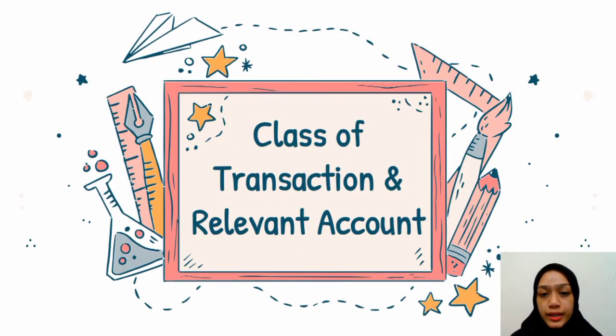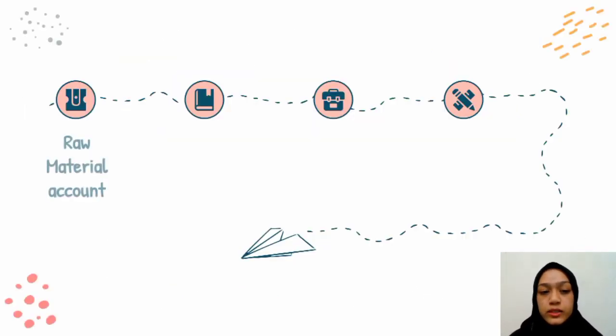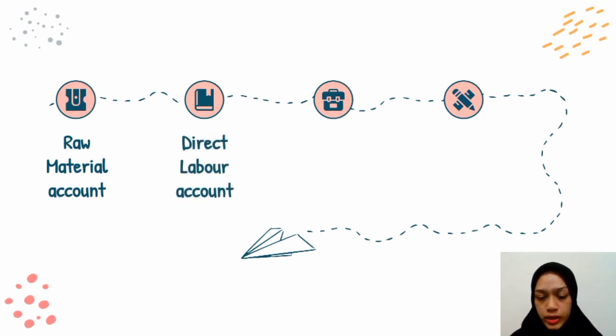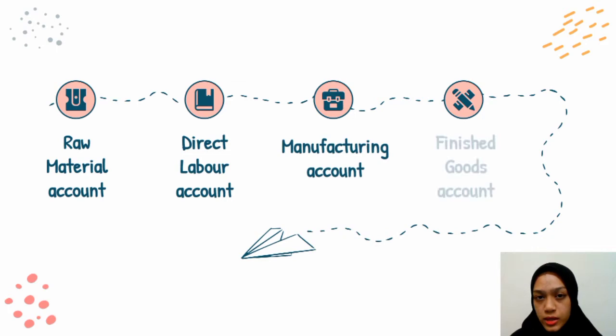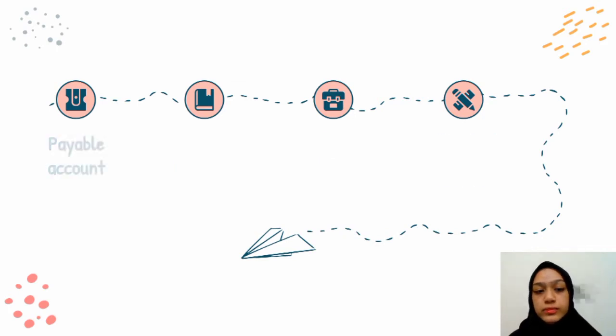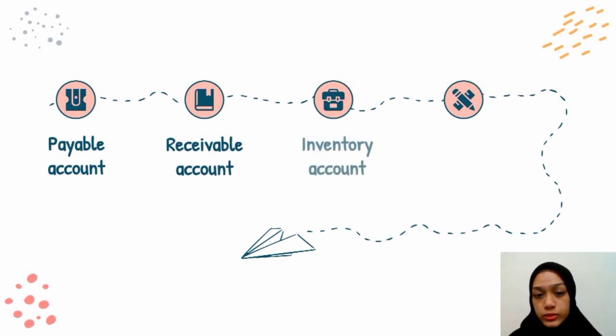Next, there are 8 classes of transaction and relevant account which are related to the cut-off. The first one is raw material account, and then direct labor account, manufacturing account, finished goods account, payable account, receivable account, inventory account, and purchase account.